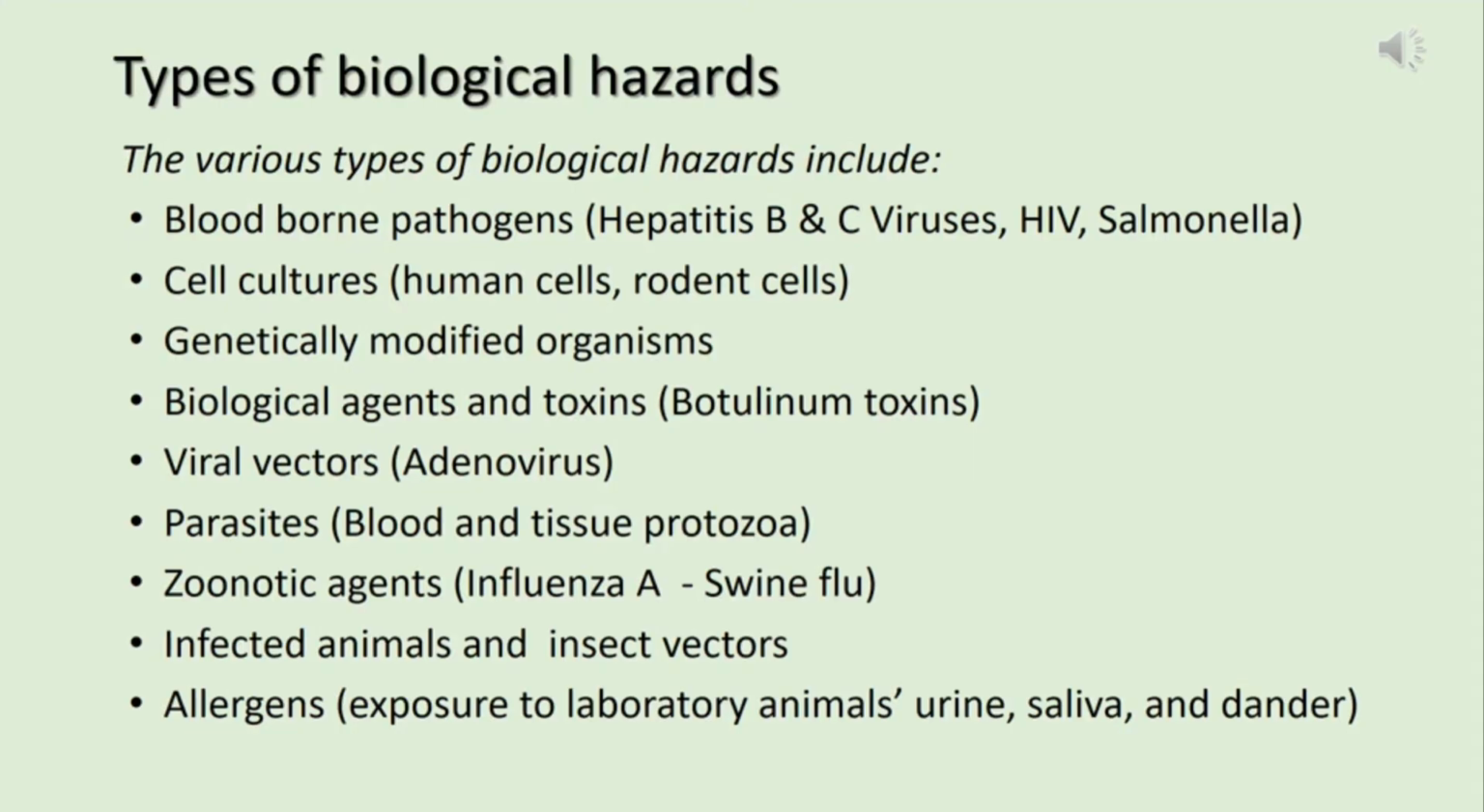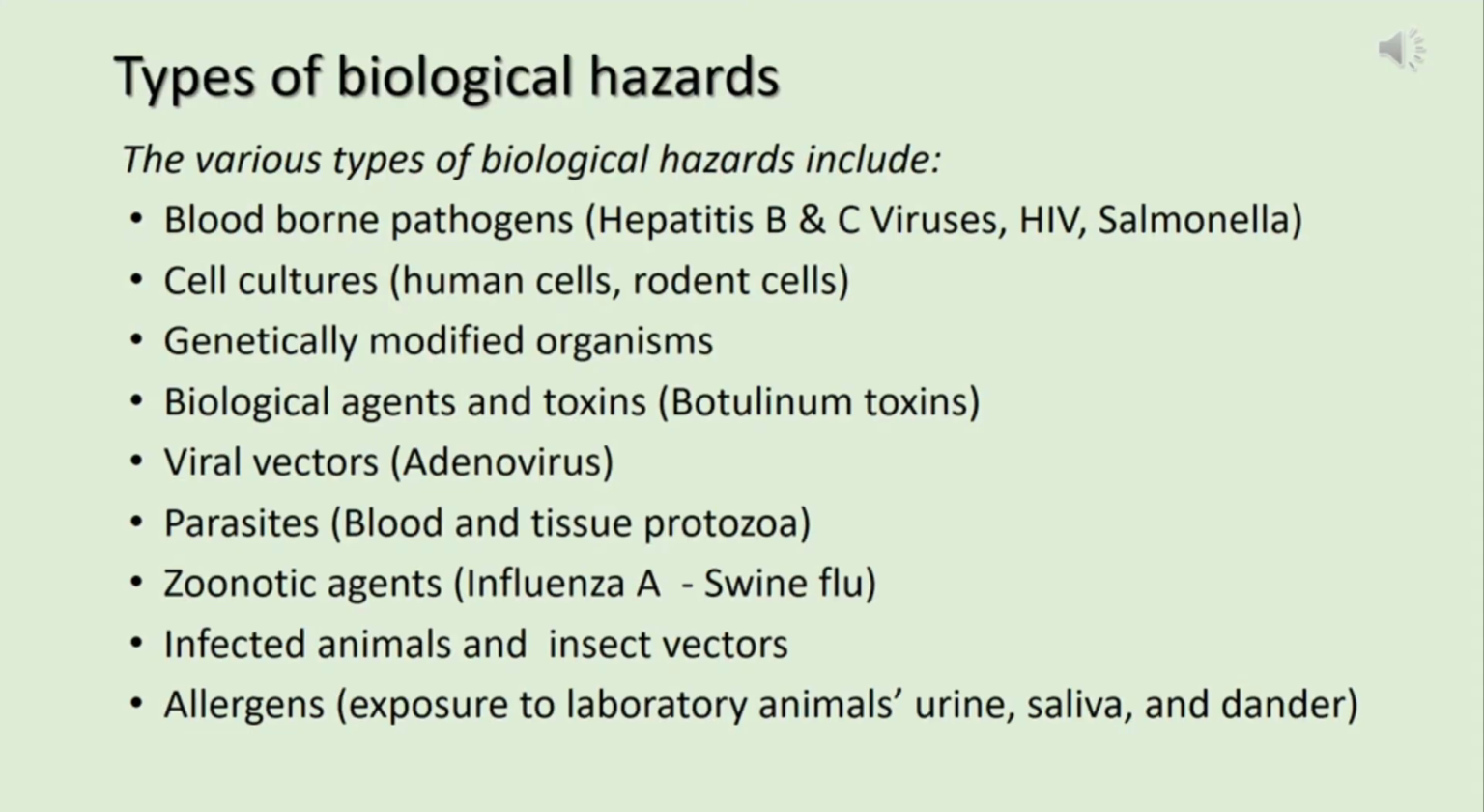And we have genetically modified organisms, biological agents and toxins. This means certain toxins can be produced and extracted from microorganisms, like botulinum toxins. Viral vectors are viruses which we can use to carry genetic materials into other types of cells. An example is adenovirus. These are used in recombinant DNA technologies. Then we have parasites like protozoa. Zoonotic agents are agents which can carry diseases from animals to humans or humans to animals. An example is influenza A, which is responsible for swine flu.